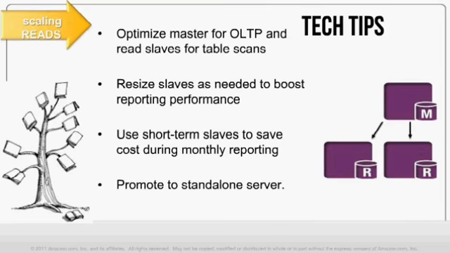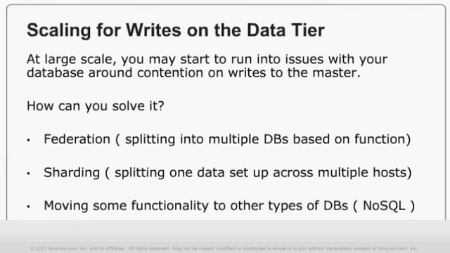Okay, so what happens when I've used RDS, or maybe I'm running my own databases on EC2, and then I hit the point where I'm running reads through another mechanism. I might be using read replicas. I might have a caching mechanism in place for reads. But now my master is saturated with writes. So, at large scale, you may run into issues with database contention on writes to the master. So how do you solve that?